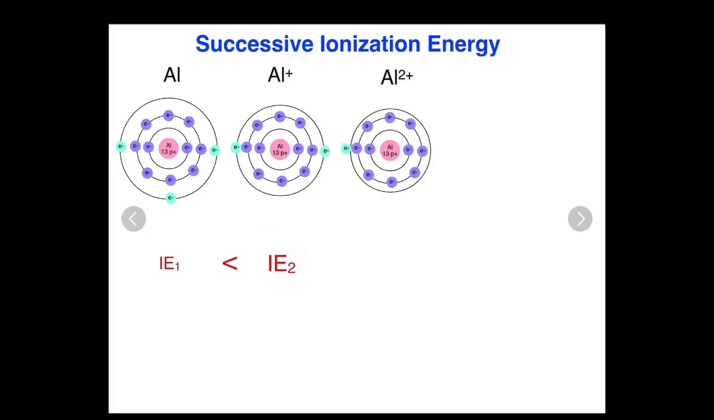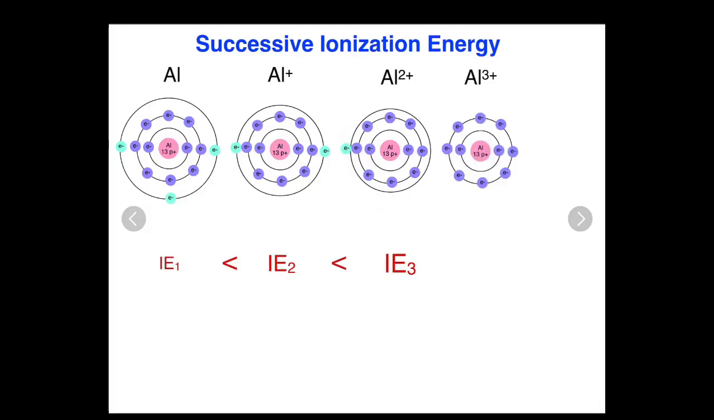You'll notice that this is neutral. Once it loses one, it becomes aluminum plus. Once it loses one more, it becomes aluminum 2 plus. Now, if we remove the third one, of course this third one is going to require higher energy than the first and the second ionization energy, because the size is now getting smaller. This electron experiences a stronger attractive force from the nucleus. It's harder to remove this electron, therefore it requires higher energy. Once we remove this, aluminum 2 plus becomes aluminum 3 plus.